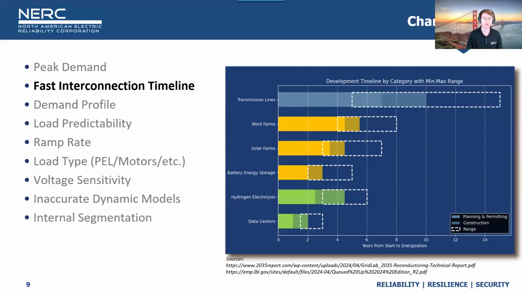So some of the characteristics of these large loads, and this isn't applicable to all of them, but for things like data centers, they have really fast interconnection timelines. And in some cases, it's even faster than the fastest to build generation. And of course, transmission lines are known to take a very long time, maybe 5 to 15 years, depending on the exact project or where it is. And so this of course leads to the risk of data centers being built faster than we can build the other things that are needed to support them.